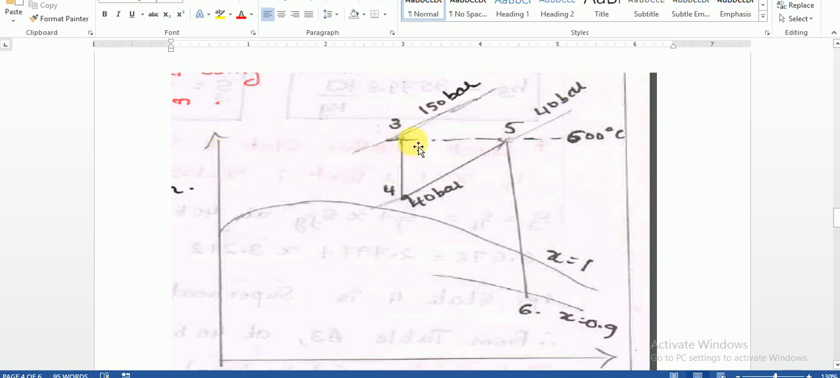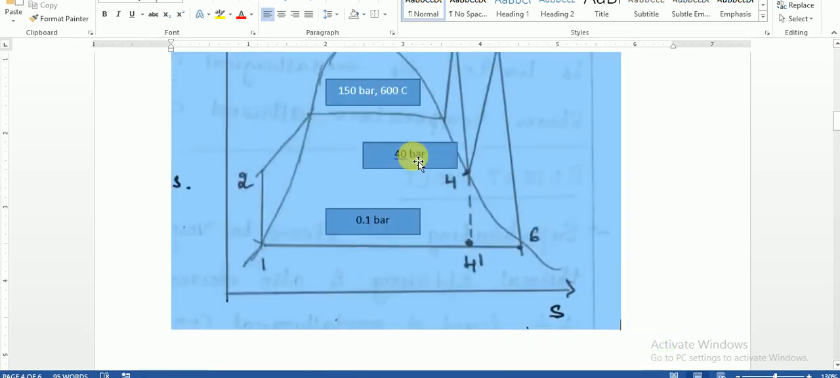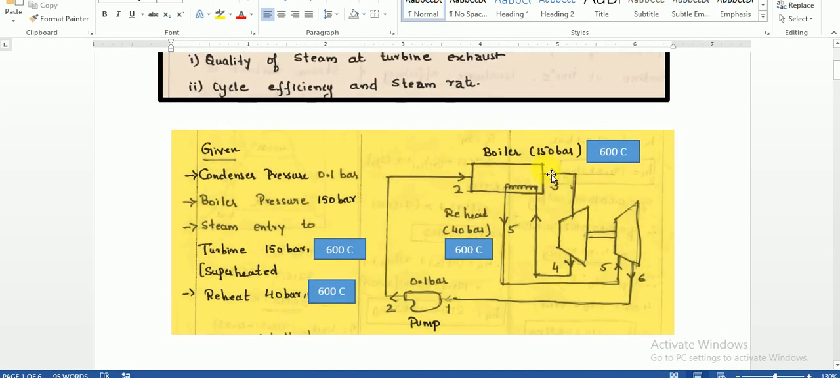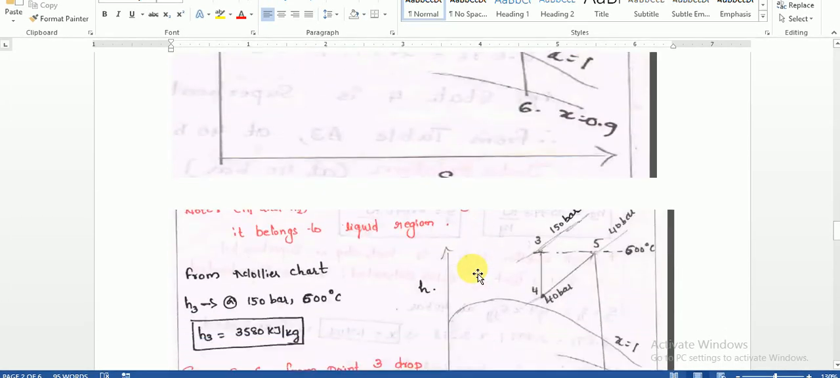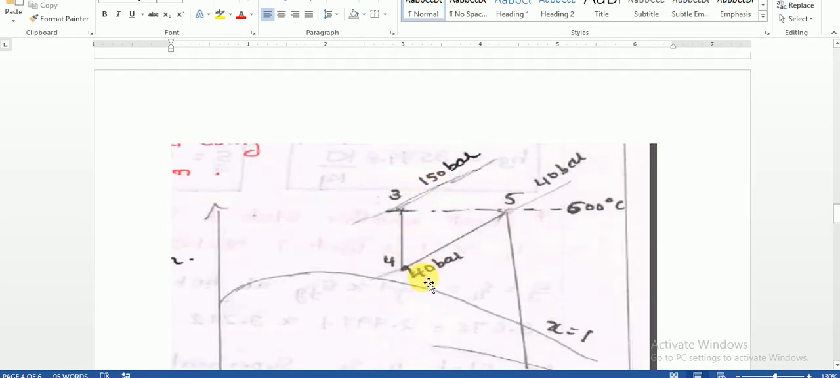We already know that 150 bar is high pressure steam, and it expands to 40 bar. So from 150 bar to 40 bar, you need to draw a straight line, because the expansion is an isentropic process, a straight line. So 3 to 4, it expands along a straight line. You note down the value of H4. So we get H3, we get H4.